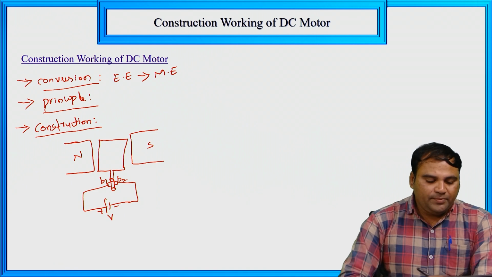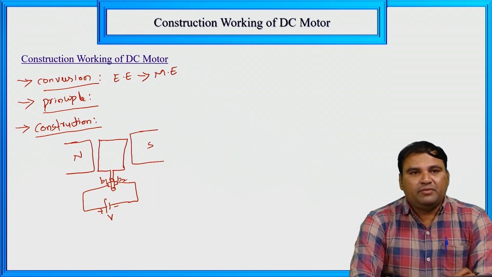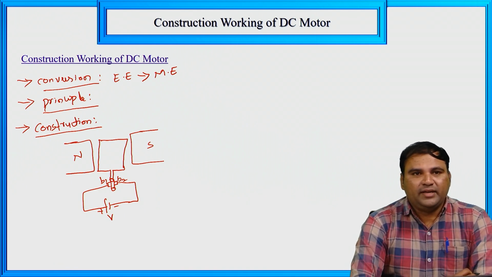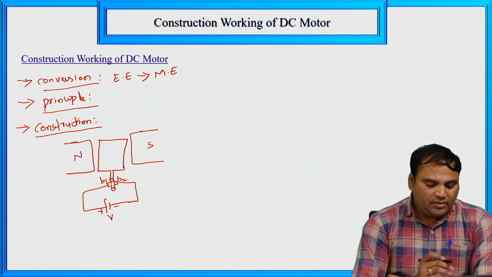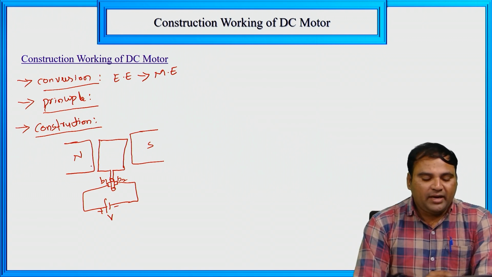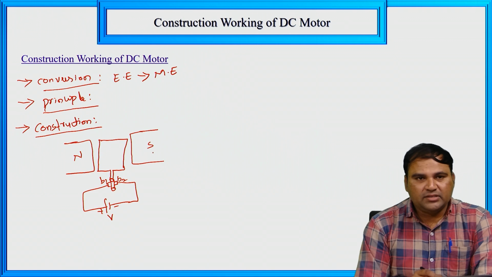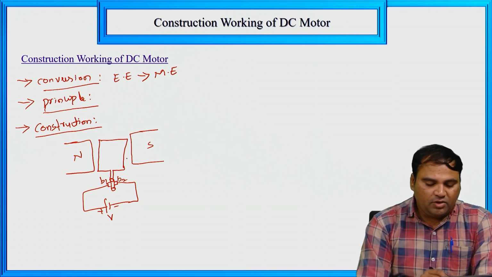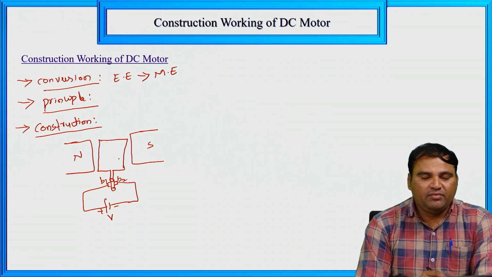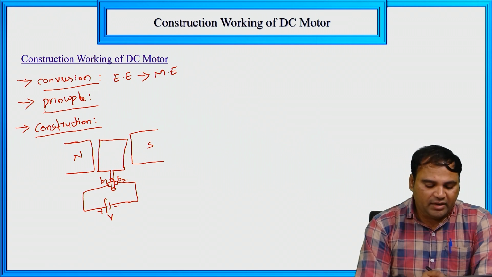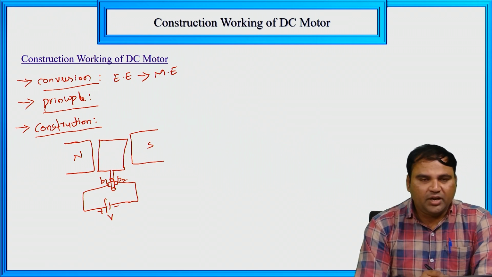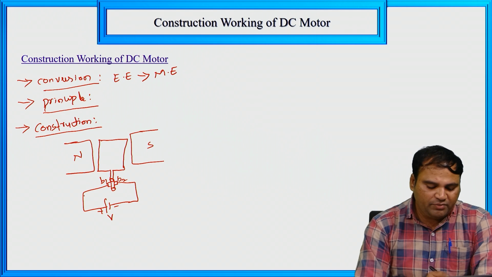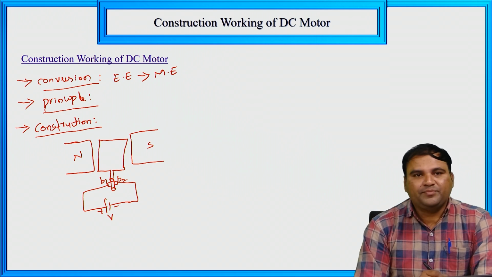Now, working. What is the working of DC motor? We take two permanent magnets, North Pole and South Pole. In between them, we place one copper coil. The end of this copper coil is connected to the commutator. The commutator has two brushes, B1 and B2, and for these we give the DC supply.